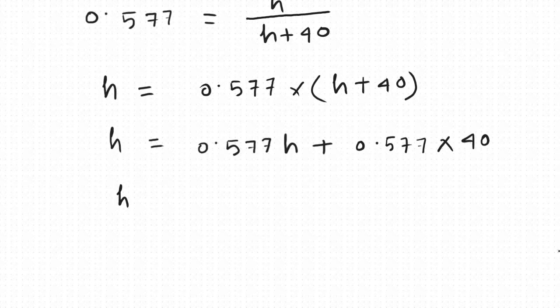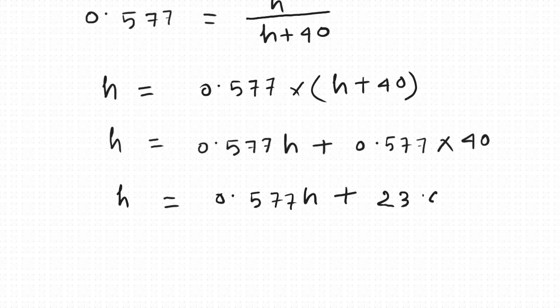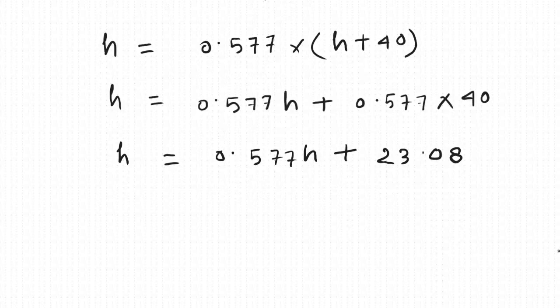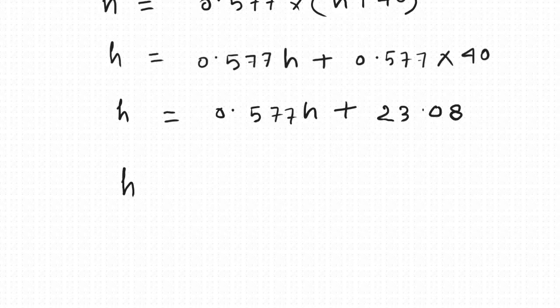So we can write H equals 0.577 H plus, if we multiply 40 with 0.577, we get 23.08. Next, we can write H minus 0.577 H equals 23.08.